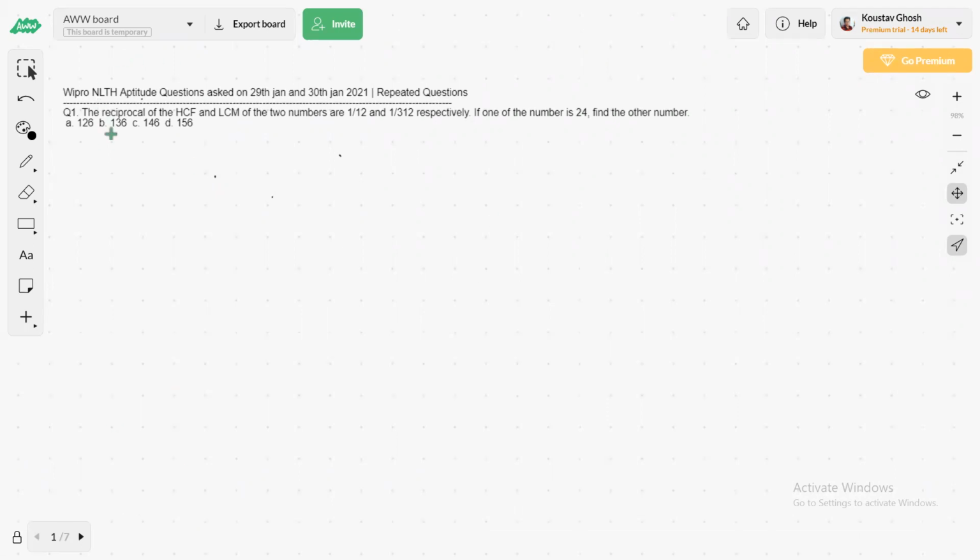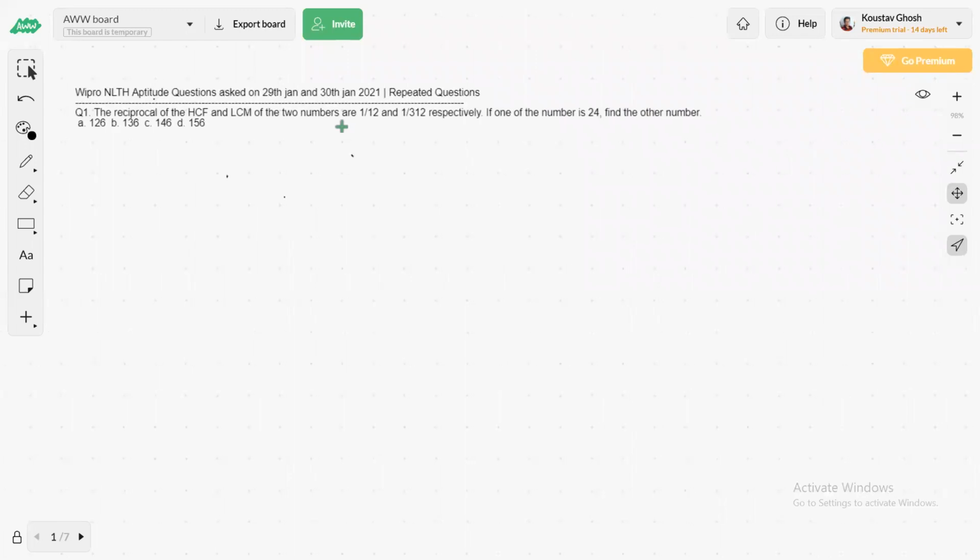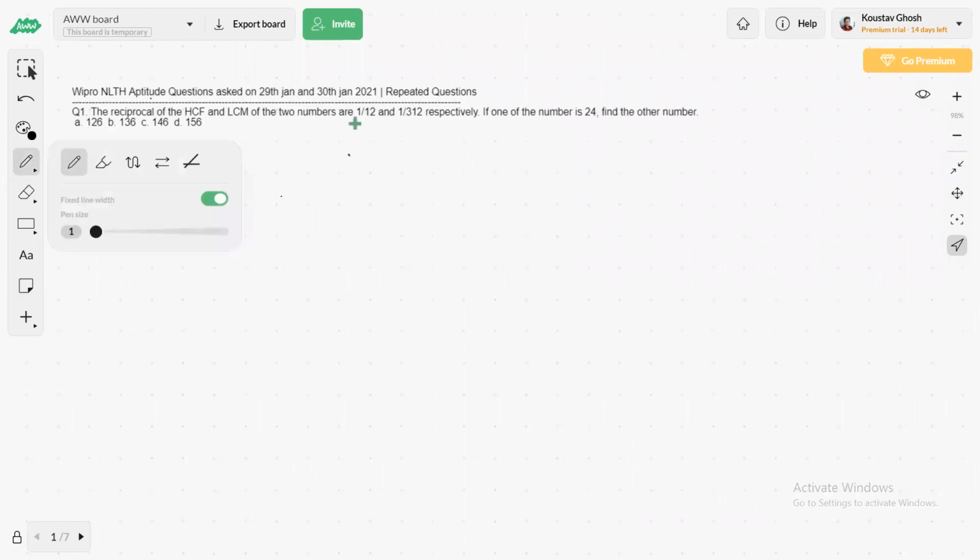In the first question, the reciprocals of the HCF and LCM of two numbers are 1 by 12 and 1 by 312 respectively. If one of the numbers is 24, then find the other number. The choices are given here. It's a very simple question.